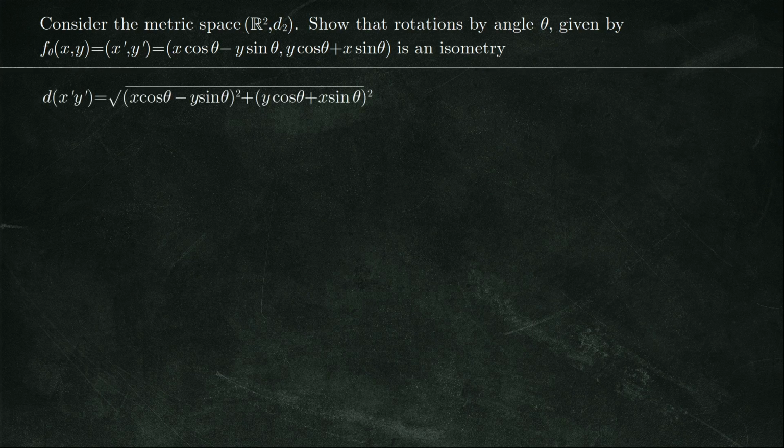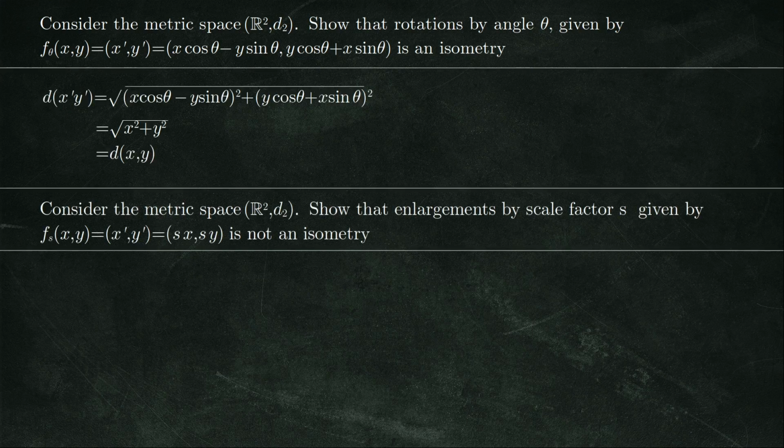If we look at the distance between x prime and y prime, we get this complicated square root, which I'm not going to read out. But if we expand the brackets, we're going to get cos squareds plus sine squareds everywhere, and they're just 1. So we end up with x squared plus y squared, which is equal to d(x,y). So this is an isometry, because for any x and y, d(x,y) is equal to d(x prime, y prime).